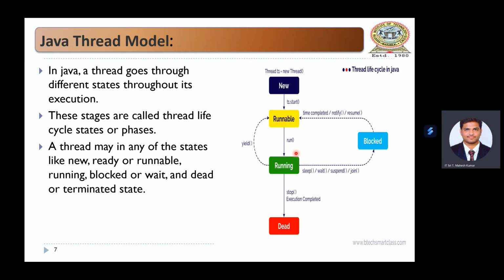After the runnable state, when you call the run method, it is in the running state. While running, if any exception occurs, it goes to the blocked state. Again, it will come to the runnable state. This process continues until the thread executes successfully. Meanwhile, we have the sleep method, wait method, suspend method, join method, time completed, notify method, and resume method, all of which are used to execute a thread successfully. After successful execution of the thread, it changes its state to the dead state. So this is about the thread life cycle.